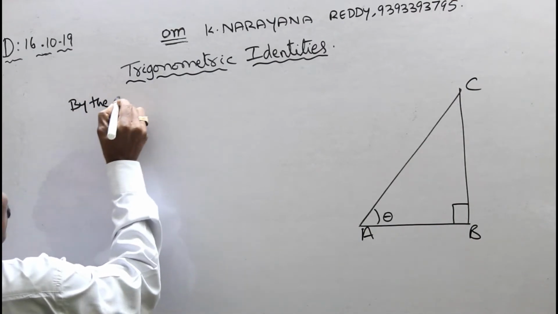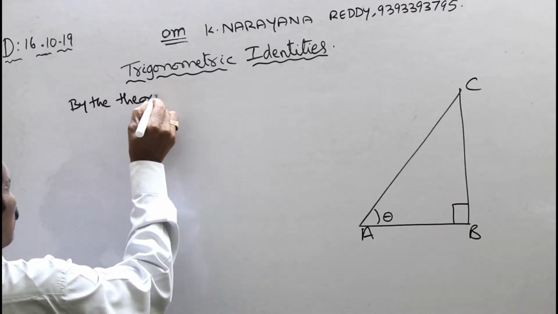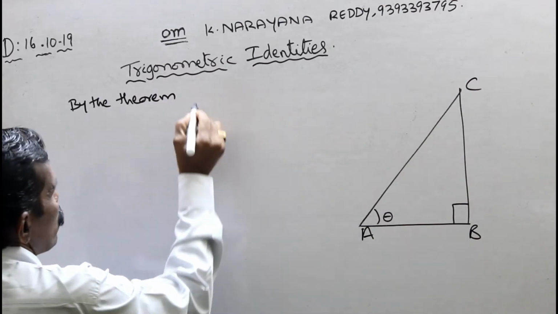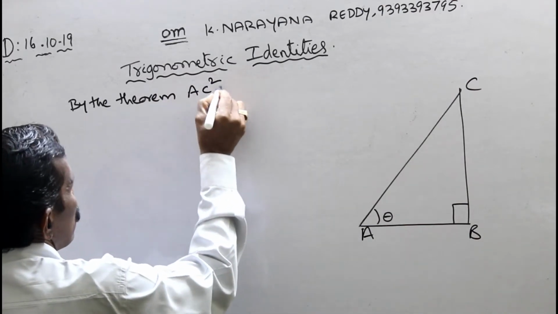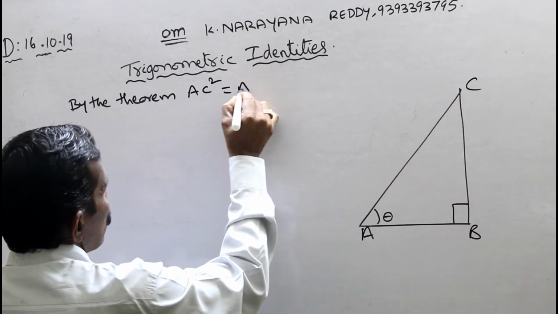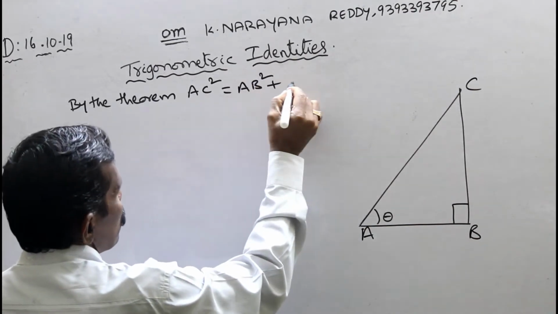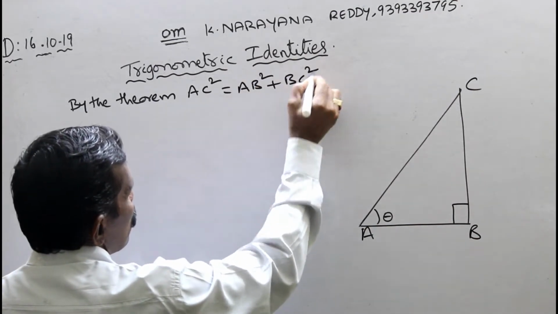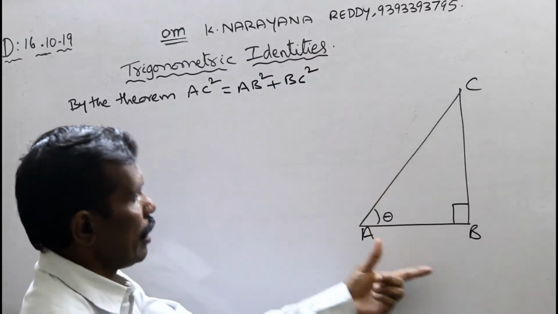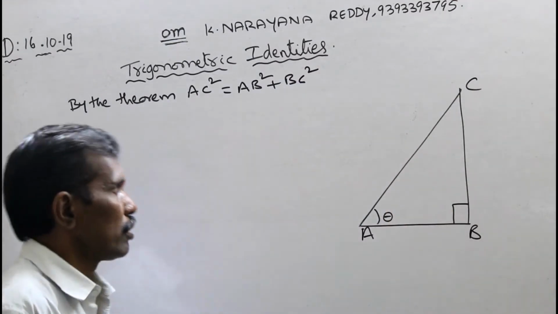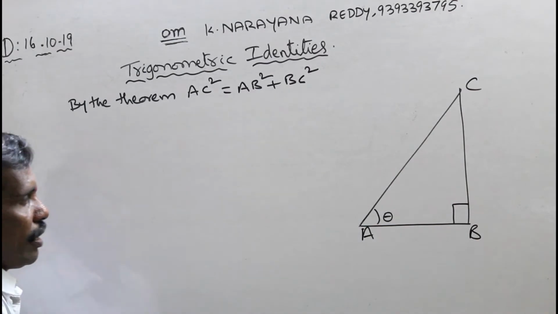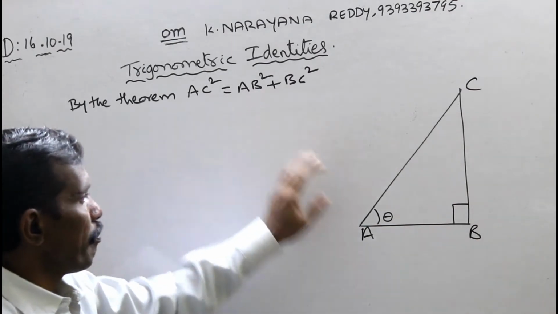By the theorem, AC square equals to side square plus side square. AC square equals to AB square plus BC square. Okay, you know that. Now I will divide this equation by AB square.